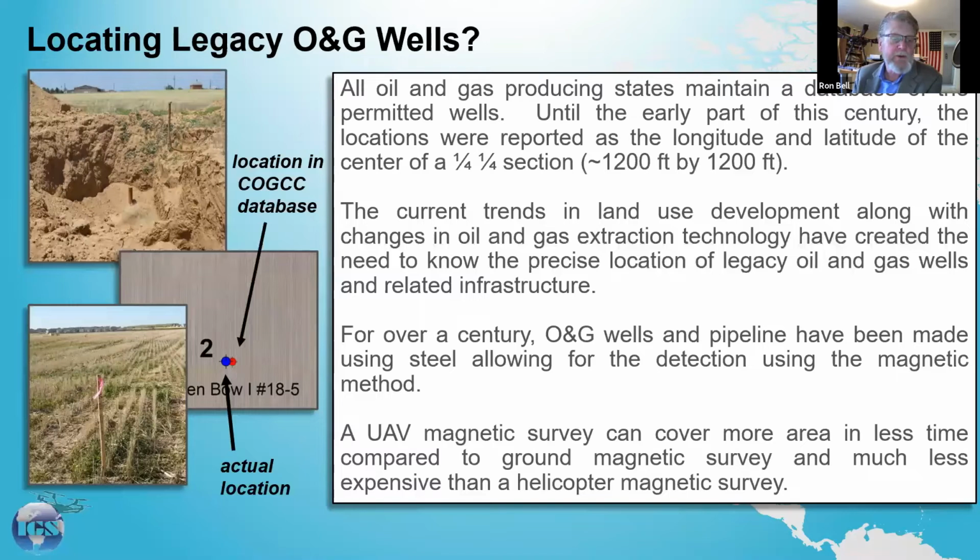these oil and gas wells, which in the state of Colorado, if it was permitted, it generally is in the COGCC database. But the locations were just the permit location, and that was within a quarter section, so there could be some major change when the driller came out. I mean, the distance from where the database has the location to where it actually is, and the drone magnetometry is a great tool to find that.